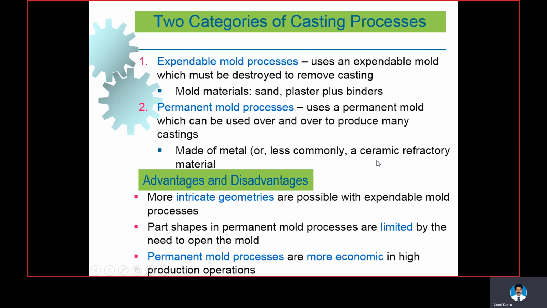There are two types of casting processes: expendable mold processes and permanent mold processes. Expendable mold process means we need to break or destroy the mold and then take out the casting. We can use the mold only once. Permanent mold means it can be used again and again, usually made of metal. This is mainly used in mass production. So the advantages of casting already discussed: intricate, very complicated geometries can be produced. Permanent mold processes are economic whenever we go for mass production.